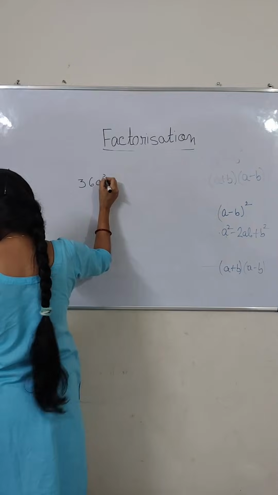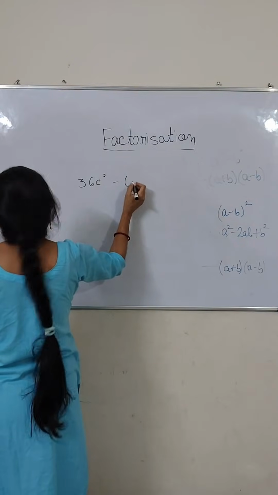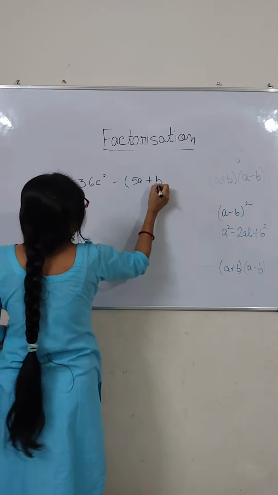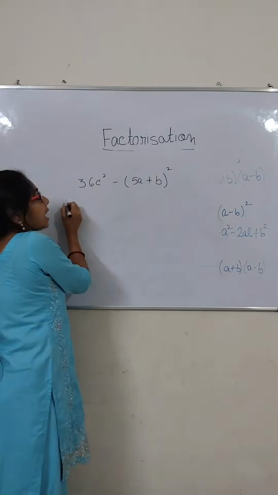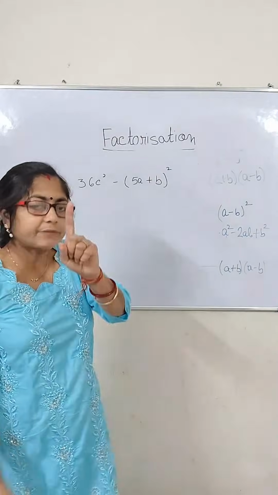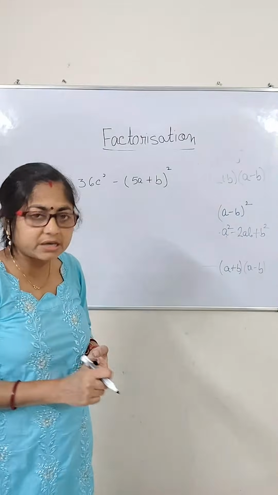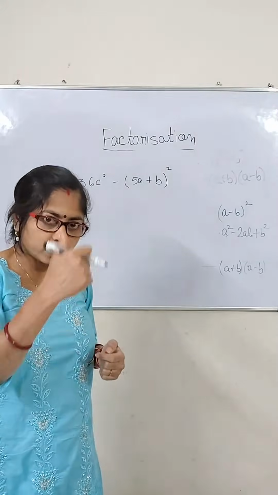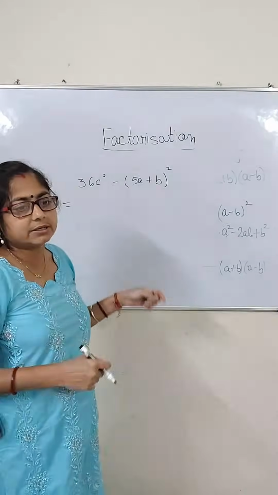36 square minus (5a plus b) whole square. It is now your test. I'll give you 1 minute. Within 1 minute, you complete this math and write the answer in the chat box. Okay? After that, I will start it. Start, everybody.